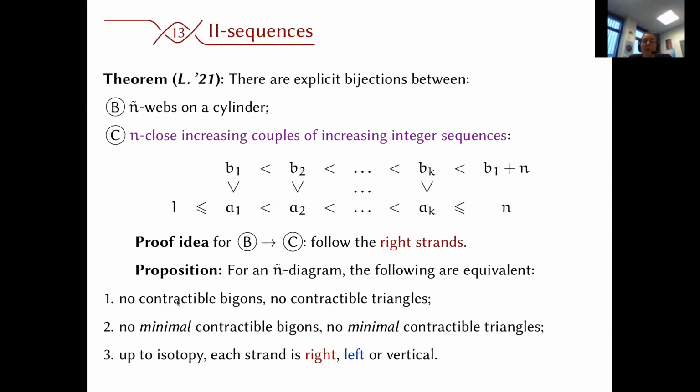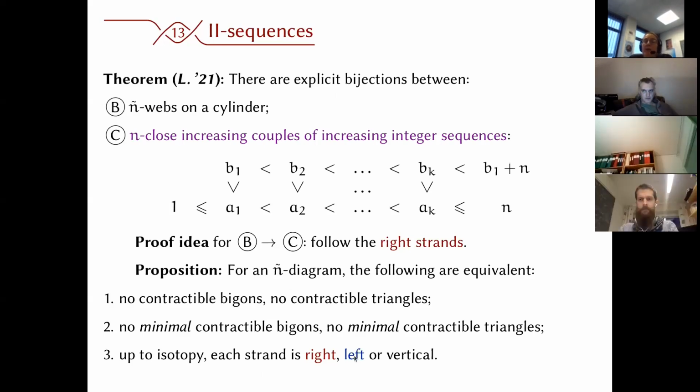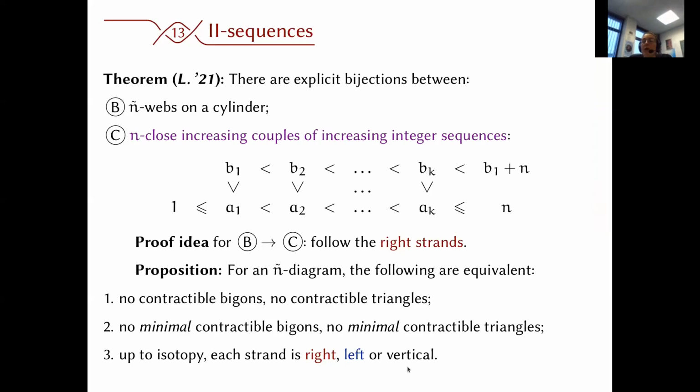First of all, you can ask to have no contractible bigons or no contractible triangles. Then you can also ask no minimal contractible bigons or no minimal contractible triangles. By minimal, I mean empty, just empty. And the interesting part is the third part for us. Up to isotopy, you can isotope your diagram a little bit and make each strand either going to the right, to the right means it just goes the clockwise way around your cylinder, or you can go completely to the left, or you can be vertical. So each strand is of one of the three types.